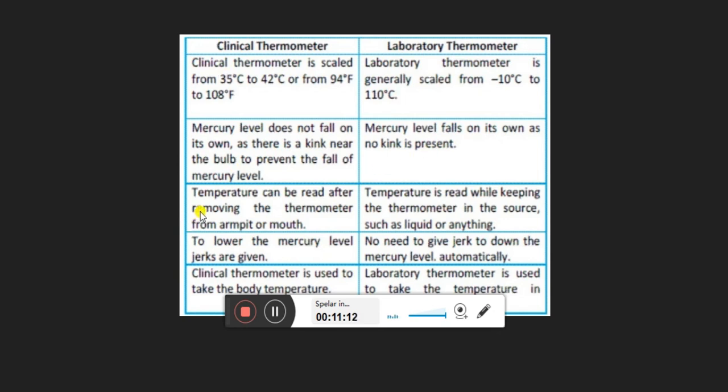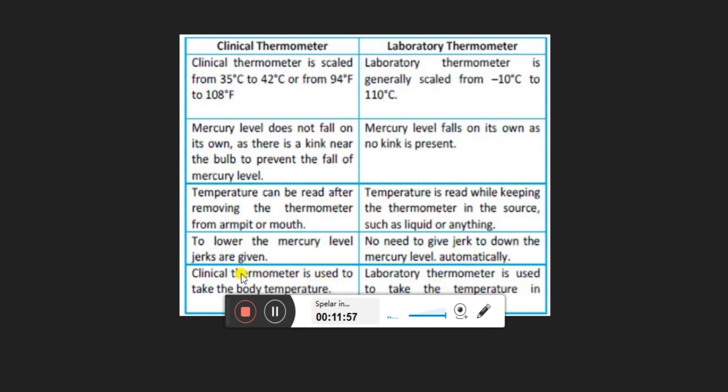The temperature in a clinical thermometer can be read after removing the thermometer from the armpit or the mouth. By that time the mercury will remain at its own position, whereas the laboratory thermometer's temperature is read while keeping the thermometer in the source, such as a liquid. That means you need not take it out to see the temperature; you can directly see the temperature from the source. Then, to lower the mercury level, a jerk is given. Before using the clinical thermometer, the jerk should be given. But in the laboratory thermometer, there is no need for a jerk because the mercury level will come down automatically.